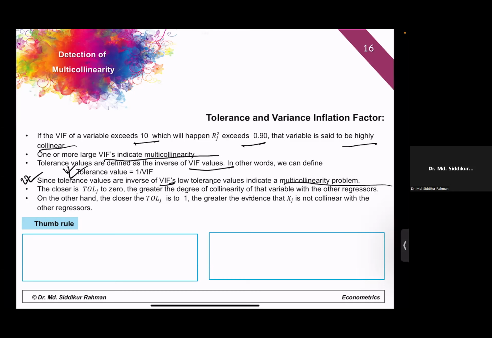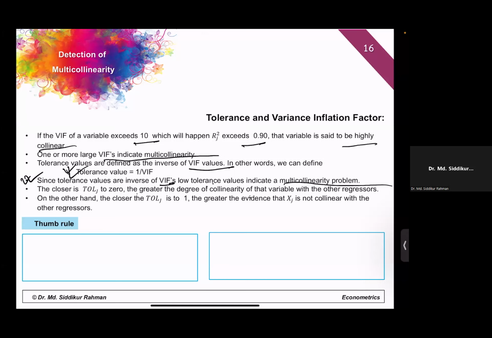Suppose how many measures we can use here in this slide for detecting multicollinearity problem? There are two measures. One is variance inflation factor, another is the tolerance limit. For the variance inflation factor, if it exceeds 10, then you can say there is a multicollinearity problem.